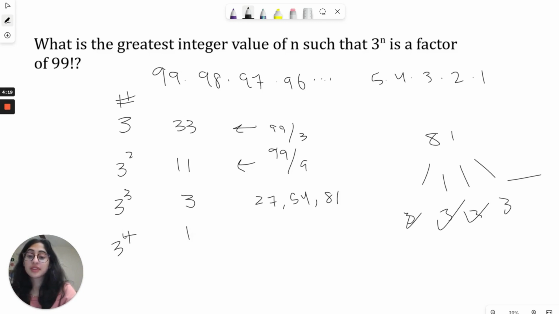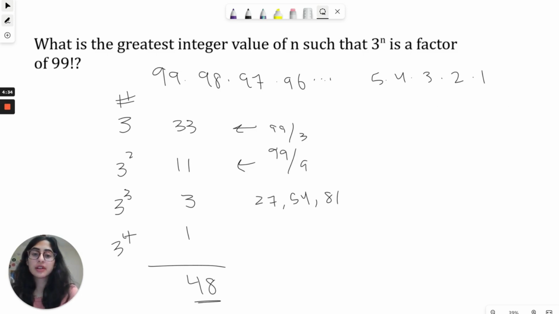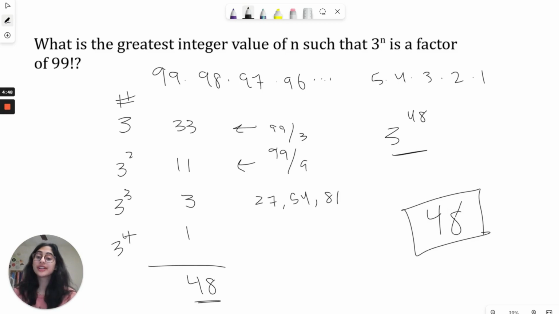And so the number of 3's in 99 factorial is going to be 33 plus 11 plus 3 plus 1, which is equal to 48. So there are 48 3's in 99 factorial, which is pretty crazy. That means that 3 to the 48 is a factor of 99 factorial. Isn't that huge? But in any case, the answer to this question is 48. The greatest value of n such that 3 to the n is a factor of 99 factorial is 48.